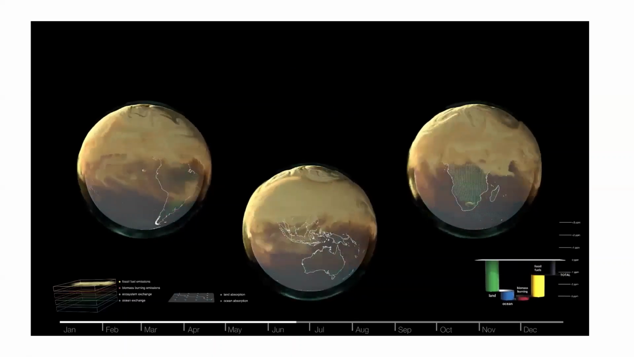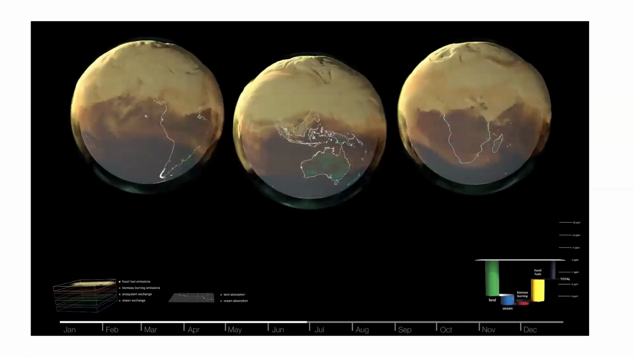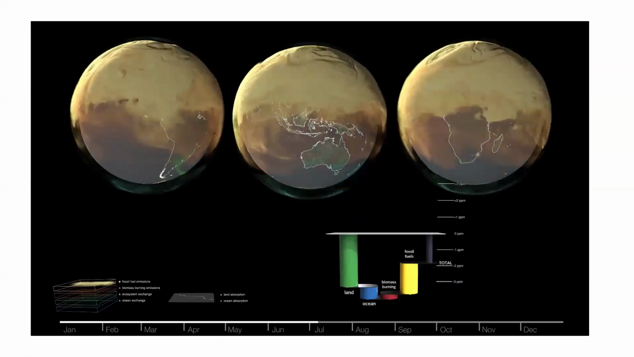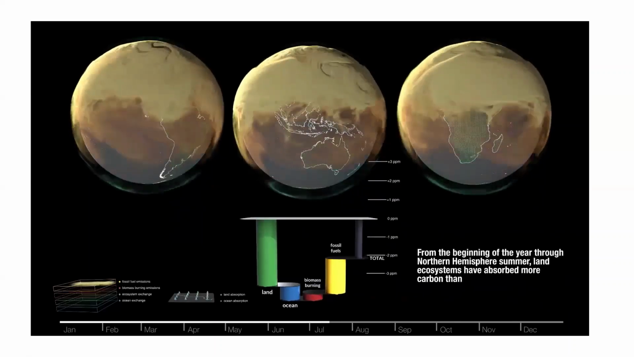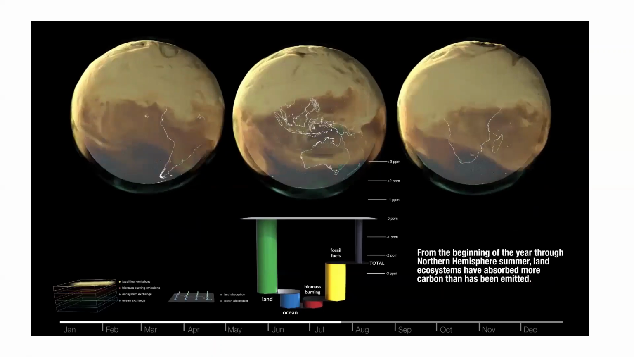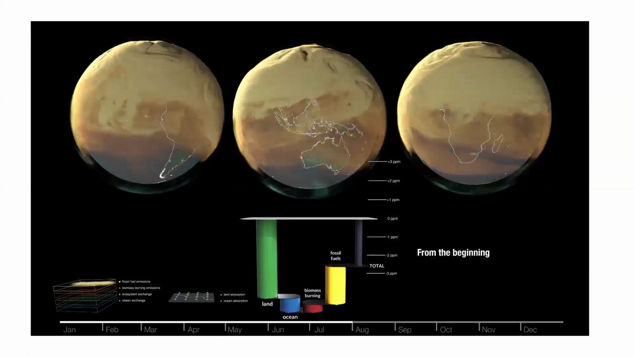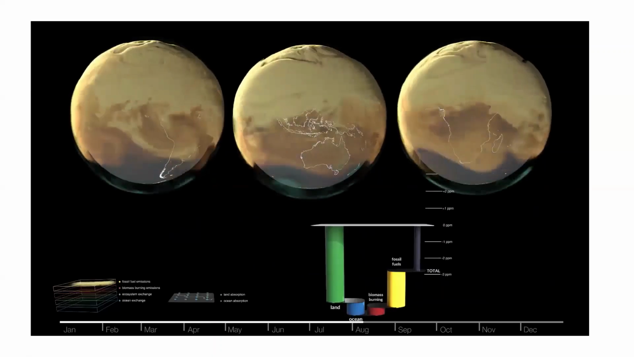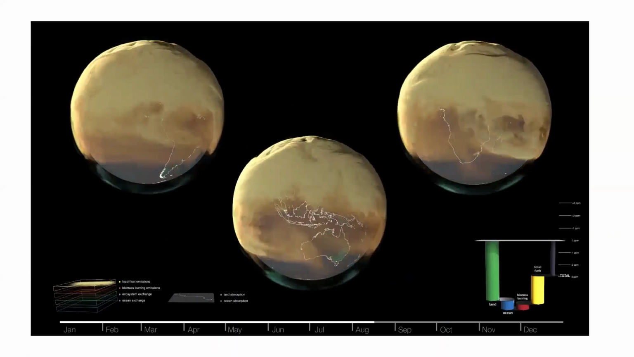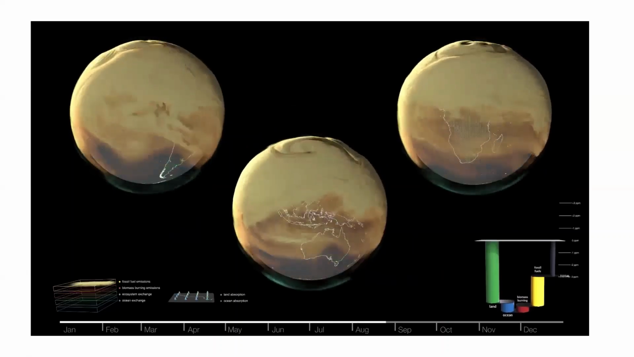Okay. And you can see here we're in the middle of the summer. It's just getting to the beginning of July. And the graph shows that so far from the beginning of the year to now, the Earth has absorbed more carbon dioxide than has been emitted by about 3 parts per million.